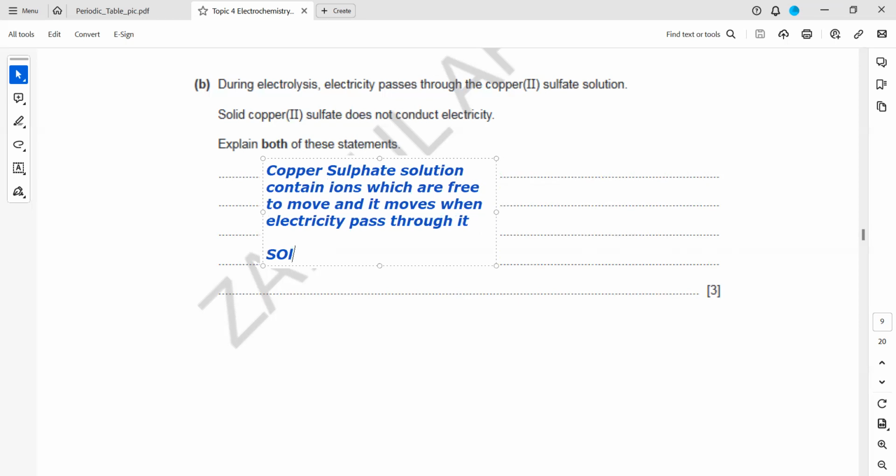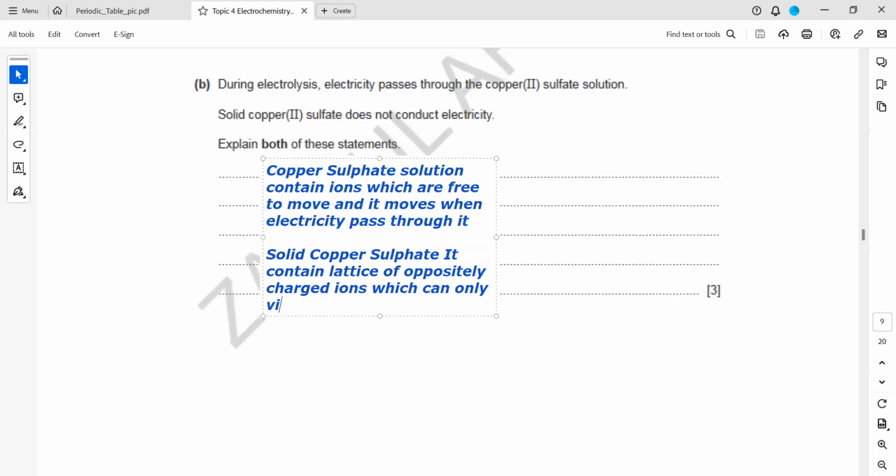But in solid copper 2 sulfate, it contains a lattice of oppositely charged ions which can only vibrate about fixed positions. Because when ionic compounds are solid, the ions can only vibrate.